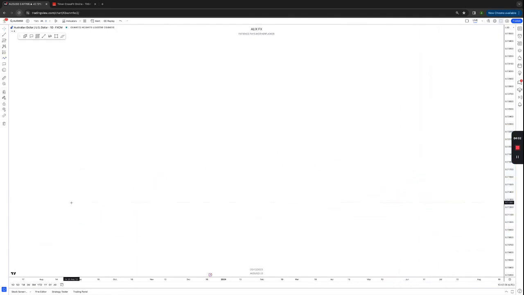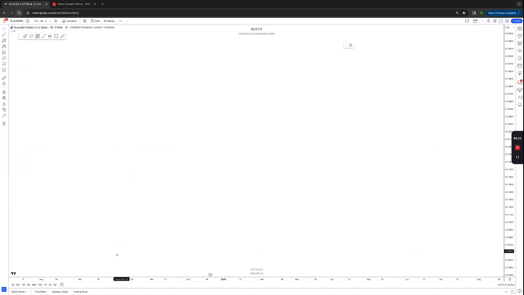So the main reason we use swing structure is to understand the direction or trend of the higher time frame market. We're looking at the higher time frames with trend, and then obviously order flow we know looks at the inner workings inside of the swing structure.